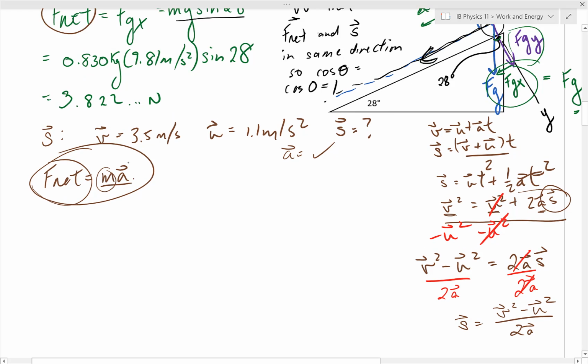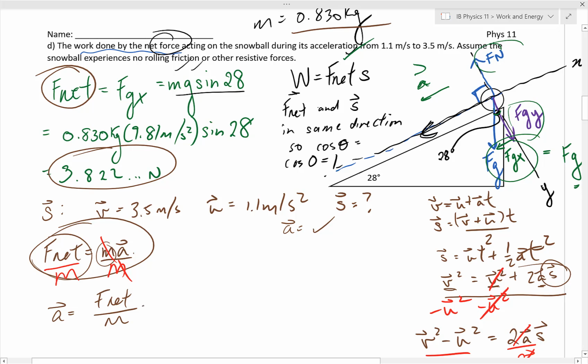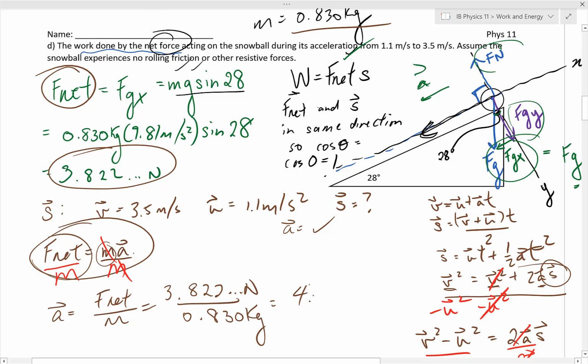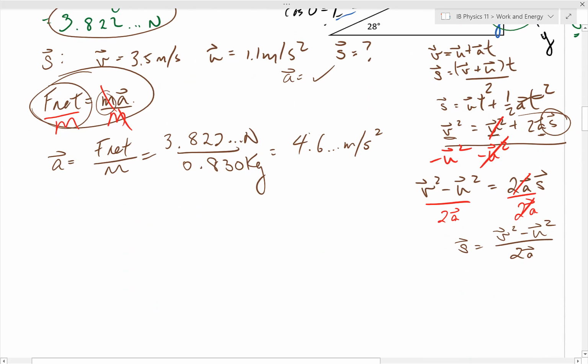To solve for a, let's divide both sides by mass. Hey, we have Fnet up here. We already know Fnet. And mass is just 0.83, which I wrote up here. So let's do that, making sure we don't lose any digits. Okay, so putting it in our calculator, we get 4.6 meters per second squared. Remember, we've got to save all the digits.